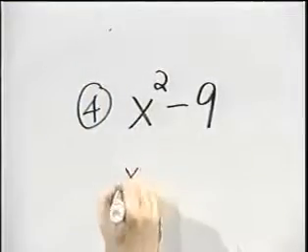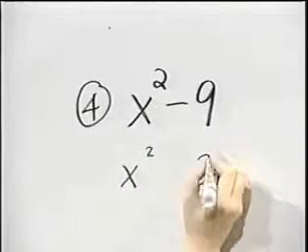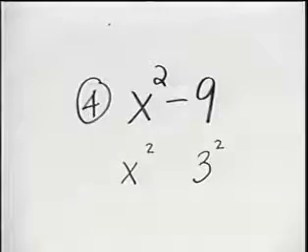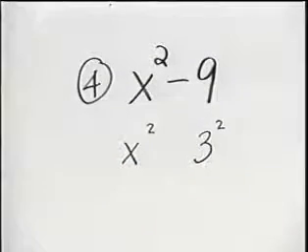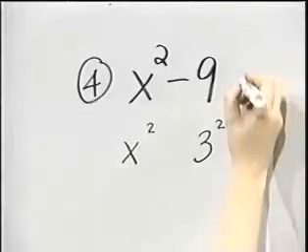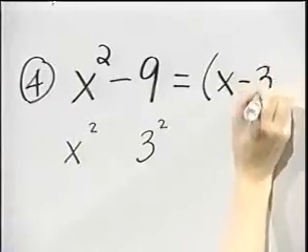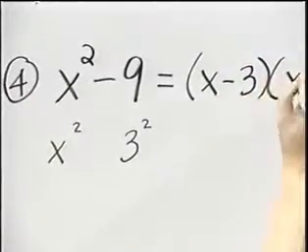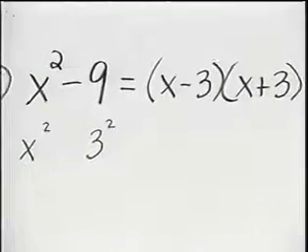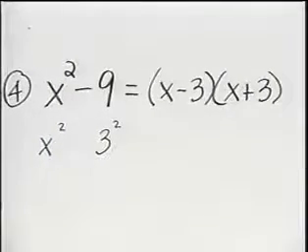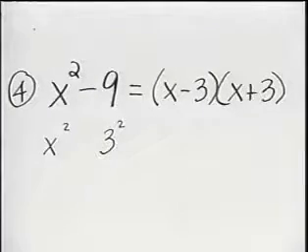X is a square, right? X squared. 9 is also a square. It's 3 squared. Whenever you have a square here and a square there, it's a difference of squares, and you can factor this polynomial as follows: x minus 3 times x plus 3. Okay? Real easy.